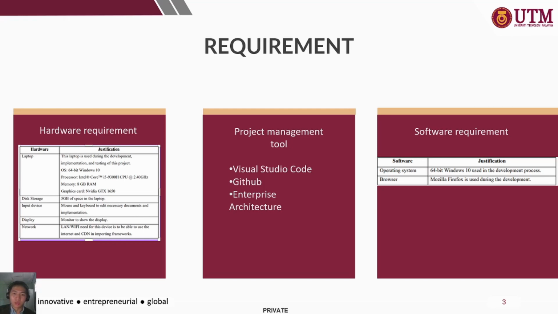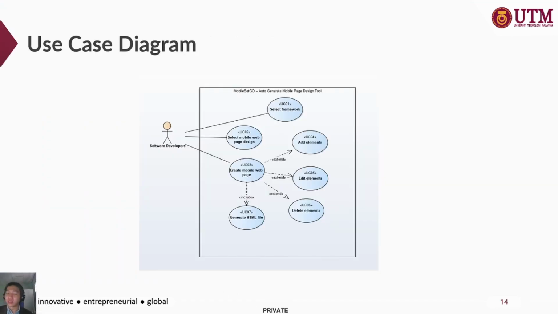Second is the project management tool. We use Visual Studio Code as the IDE when we are doing implementation. Second is GitHub. This is for version control. And the last one, Enterprise Architect. This is for designing this project. And the last one is the software requirements. Software requirements are the software required to run the generator on the computer.